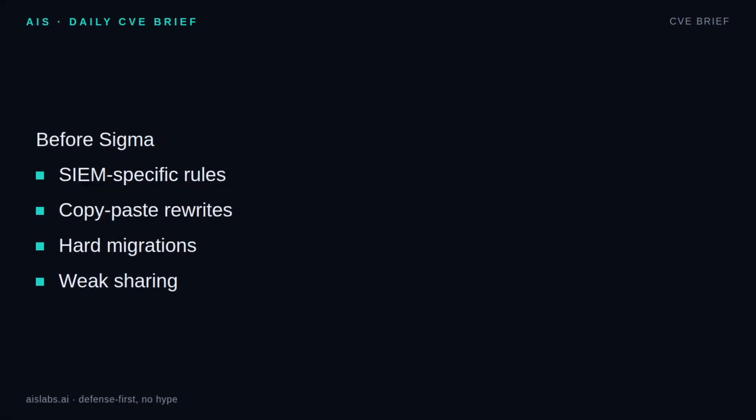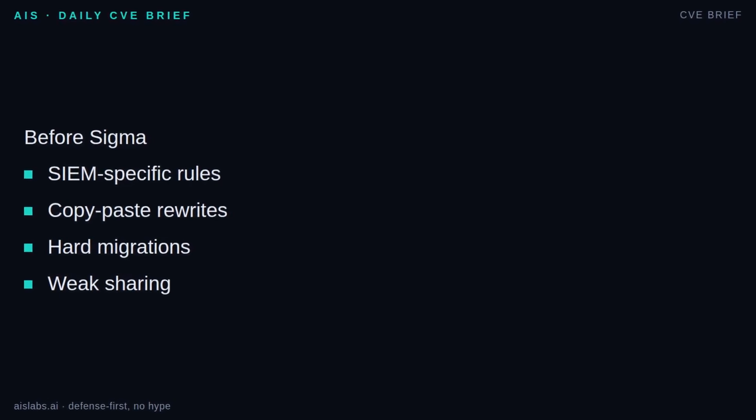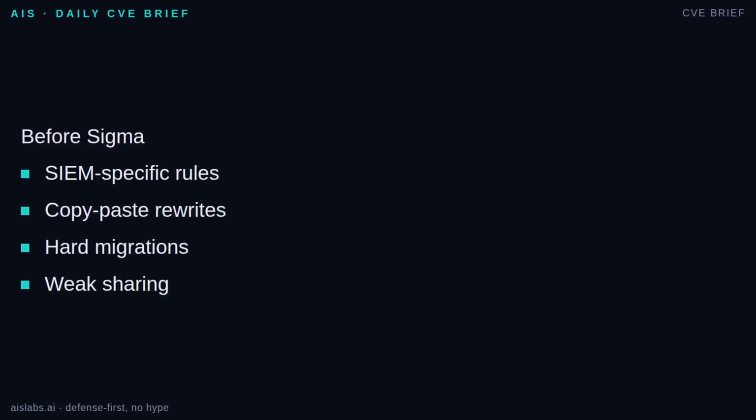Before Sigma, every SIEM rule library was tied to one query language and one field model. That creates pain in three places. First, migration. Moving platforms turns good detections into a rewrite project. Second, collaboration. Another team may share a smart rule, but if it is written for a different query language, your team still has work to do.